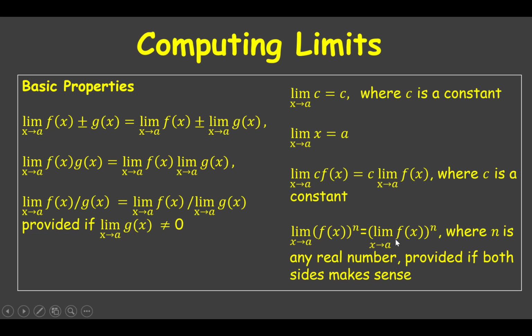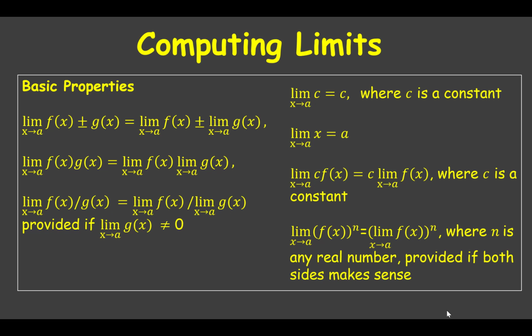But this is really true for any real number n. For example, n could be equal to 1/2. And when that happens, this says the limit of a square root of f(x) is the same as the square root of the limit. Now, in that case, you do need to make sure that f(x) is non-negative, because you can't take a square root of a negative number.